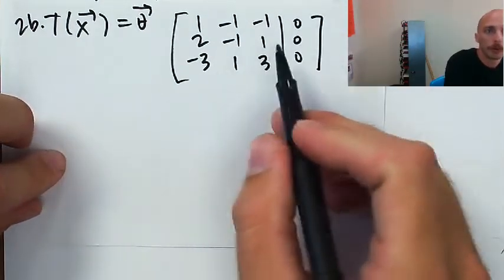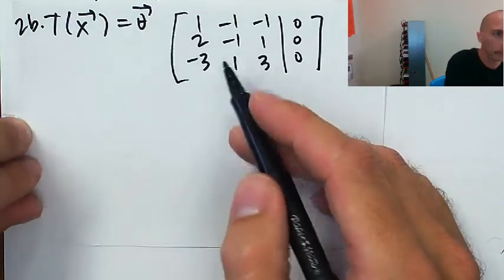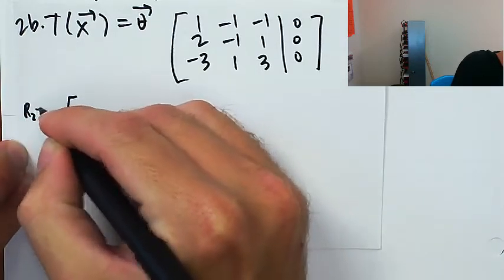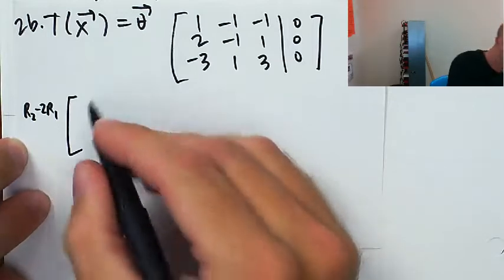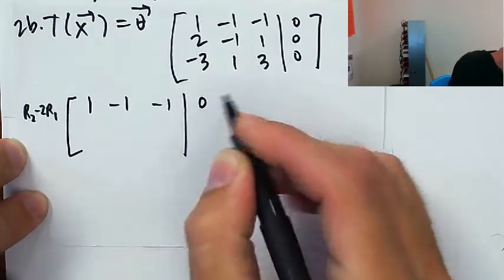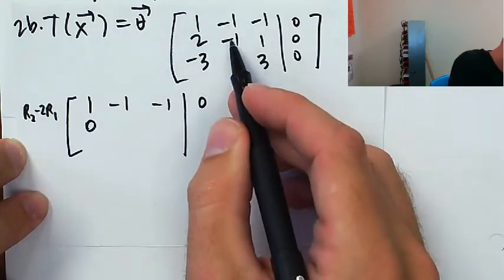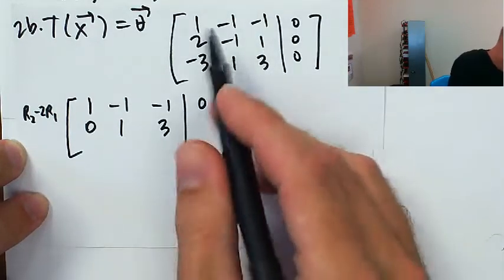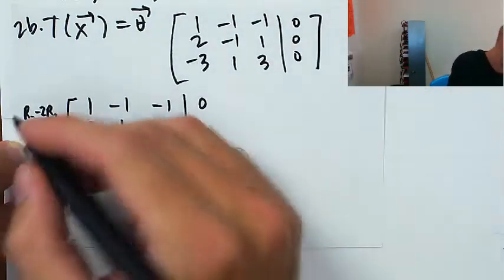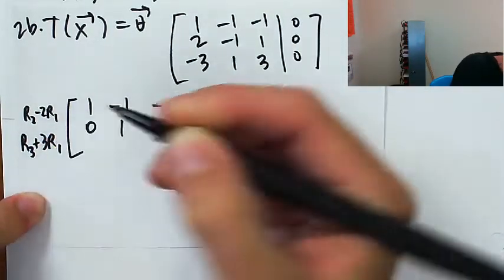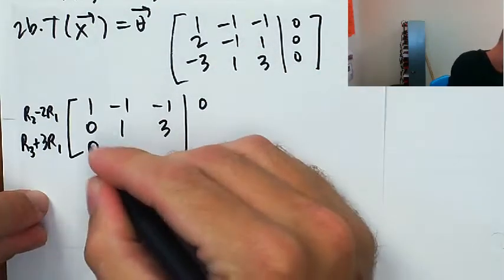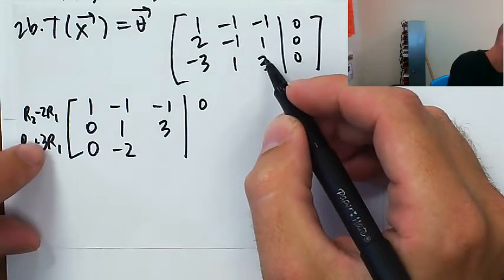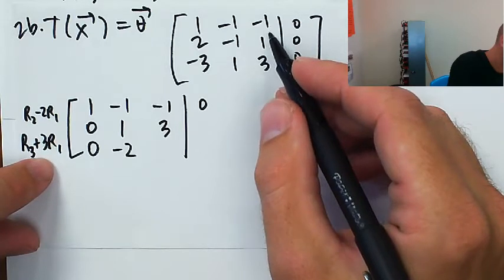Now I'm going to row reduce this thing, and I'm going to use that 1 to clear out this. So I'm going to do row 2 minus 2 row 1s, and I'll copy that in. Row 1 is not going to change. If I subtract here, 2 minus 2 is 0, -1 plus 2 is 1, 1 plus 2 is 3. Then I'm going to add 3 of row 1 to row 3. So -3 plus 3 is 0, 1 minus 3 is negative 2. 3 plus, wait a second, I feel like I've done something wrong here.